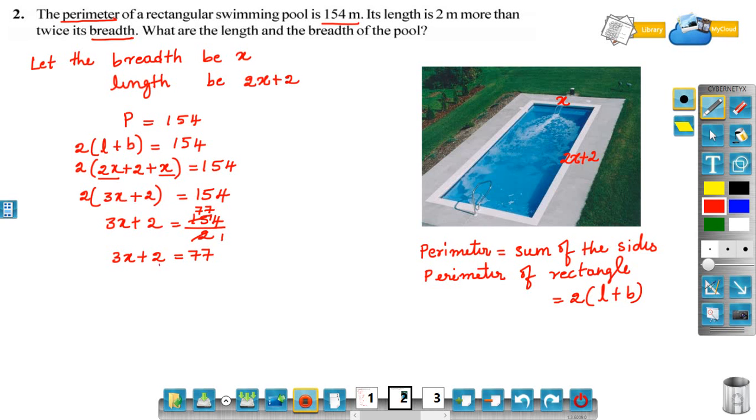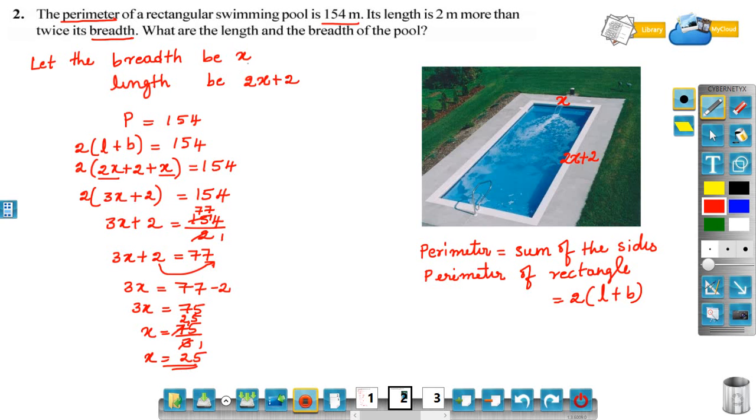Now move 2 to the right side. So 3x is equal to 77 minus 2. 3x is equal to 77 minus 2, that is 75. Then transpose 3 to the right side. That is x is equal to 75 by 3. 3 twos are 6, here 1 remains, this becomes 15. 3 fives are 15. So x is equal to 25. We got the value of x is 25.